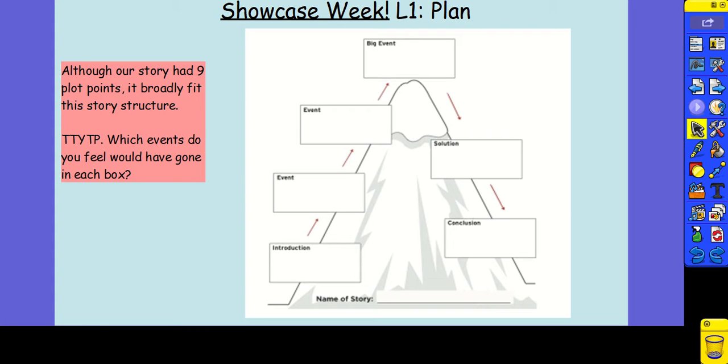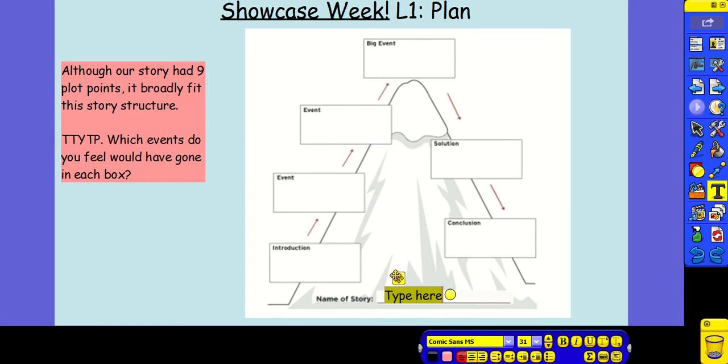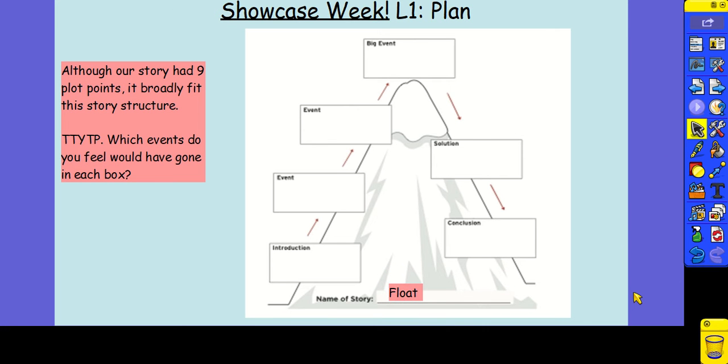So, you have all worked really hard and you've written some fantastic stories about our class story, Float. And your teachers have all been really impressed with your writing. This week, you are going to be writing your showcase piece of writing. It is Showcase Week. And in lesson 1, we are creating our plan.